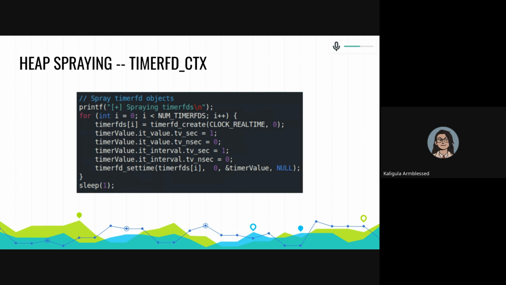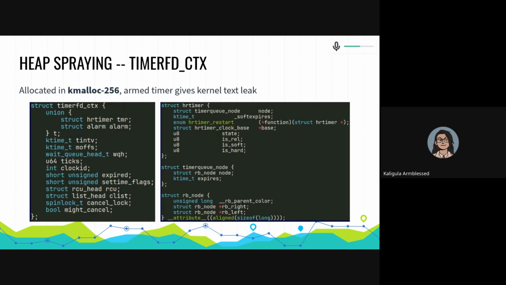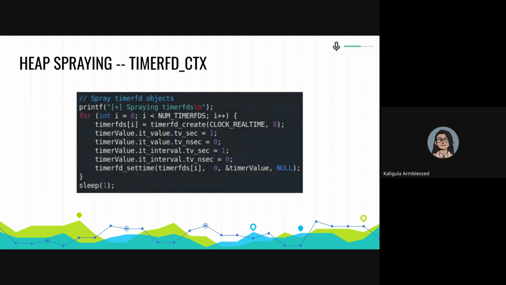In order to spray timerfd_ctx, all you need to do is call timerfd_create and then arm the timer by timerfd_settime. After we do this, it will just create a lot of different timerfd_ctx objects, and hopefully one of them will occupy the space left by the victim object.